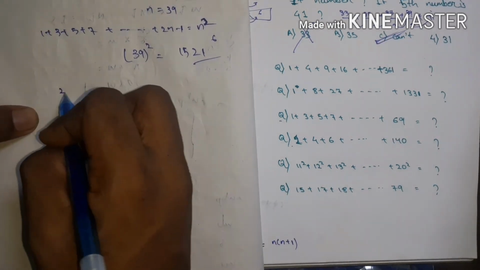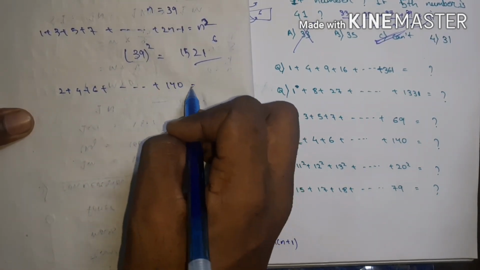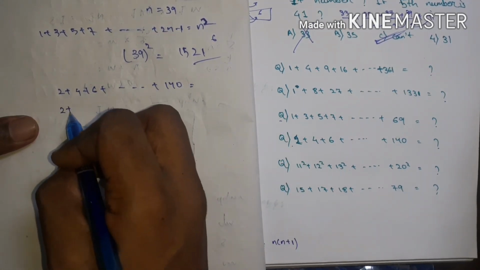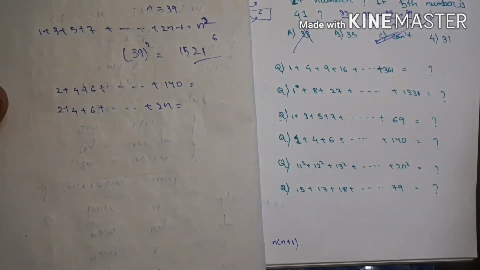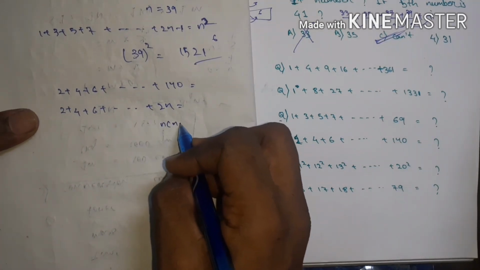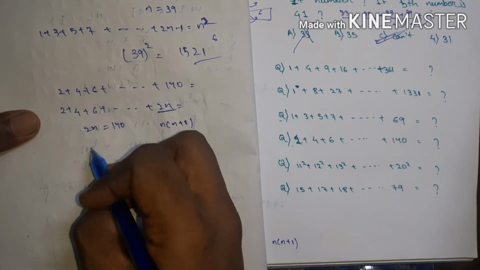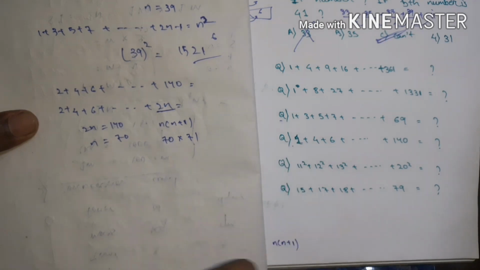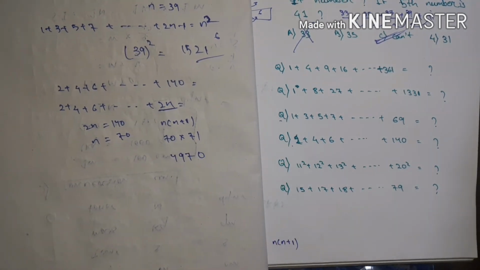This question: 2 plus 4 plus 6 plus dot dot 140. What is its series? Its series is 2 plus 4 plus 6 plus dot dot plus 2n. What is the formula for sum of even numbers? n into n plus 1. What is n? 2n equal to 140, then n equal to 70. Then 70 into 71, that is 4970. Answer.